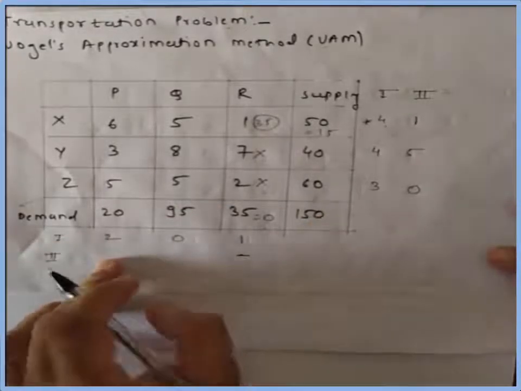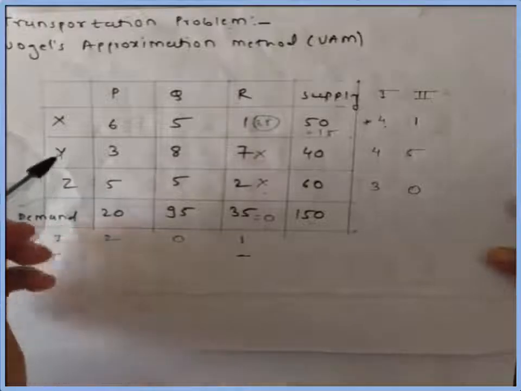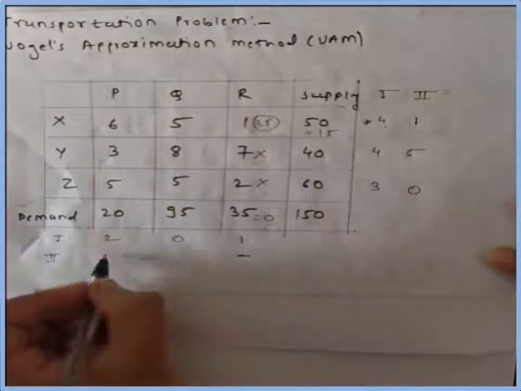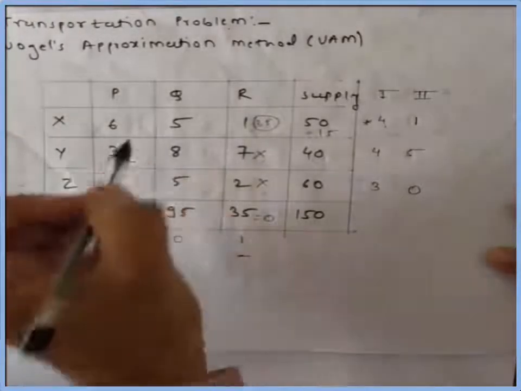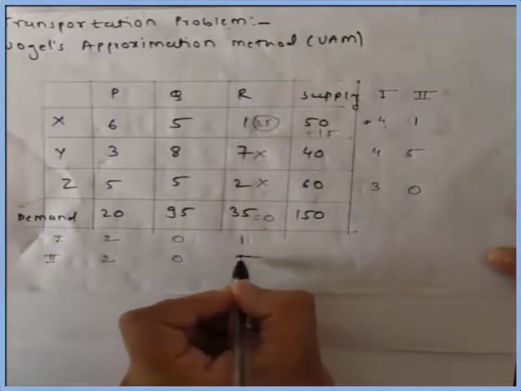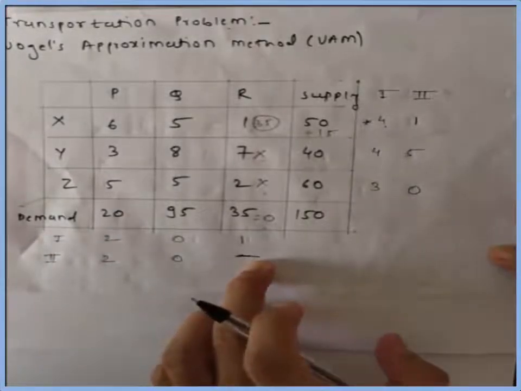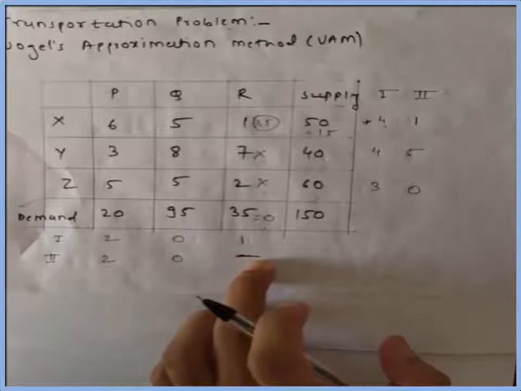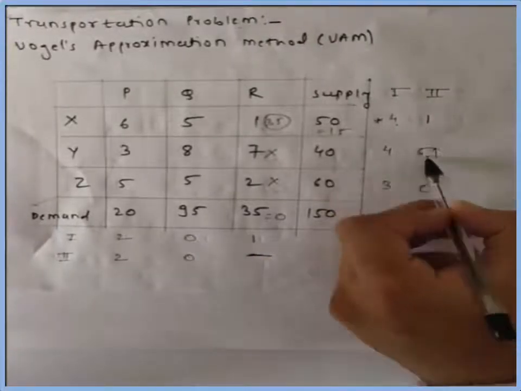For the column penalty, 6, 3, 5, the two smallest numbers are 3 and 5, the penalty is 2. Here 5 and 5, the penalty is 0 and we will not calculate the penalty for this column. Now in the second round, the highest penalty is this 5. This is the row penalty.